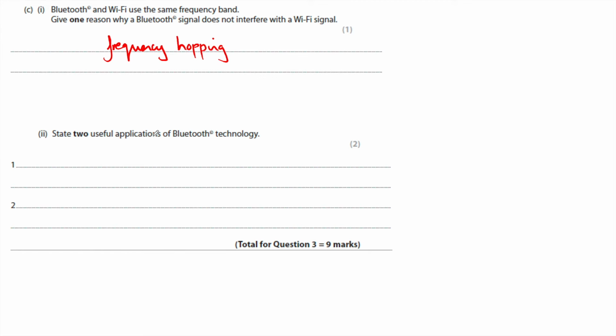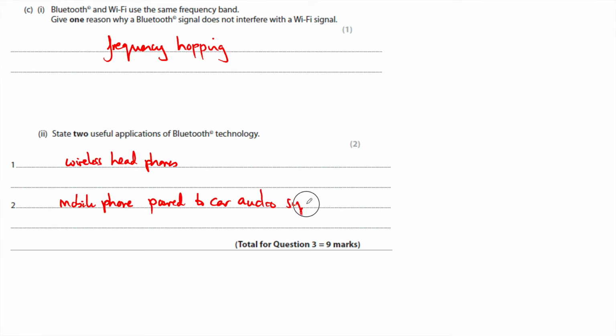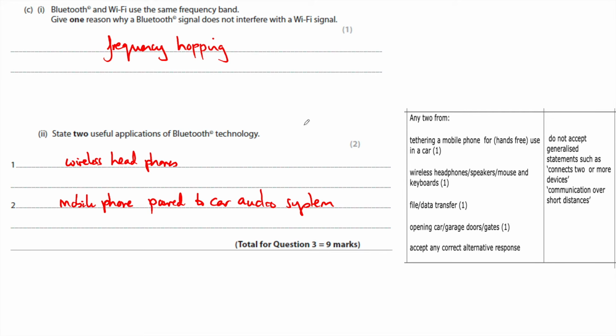State 2 useful applications of Bluetooth technology. So it needs applications, and you've got to think, what things do you use which you pair things remotely to? So of course the first one I can think of is wireless headphones. You could have wireless mouse, wireless keyboard. The other thing I'm going to do is mobile phone paired to car audio system. You could have had any of those.